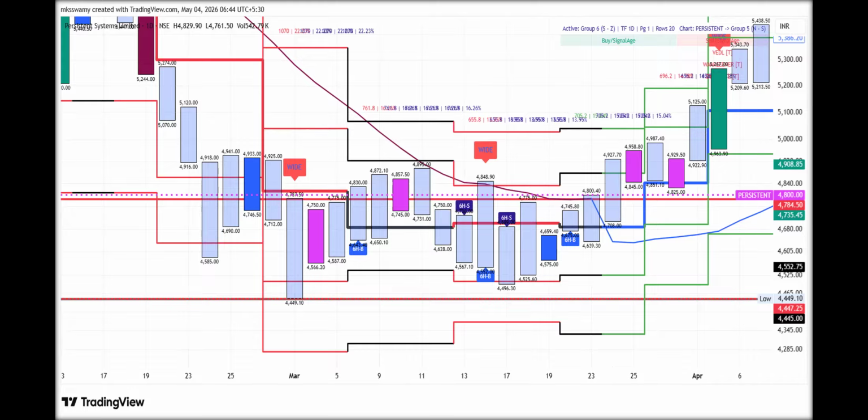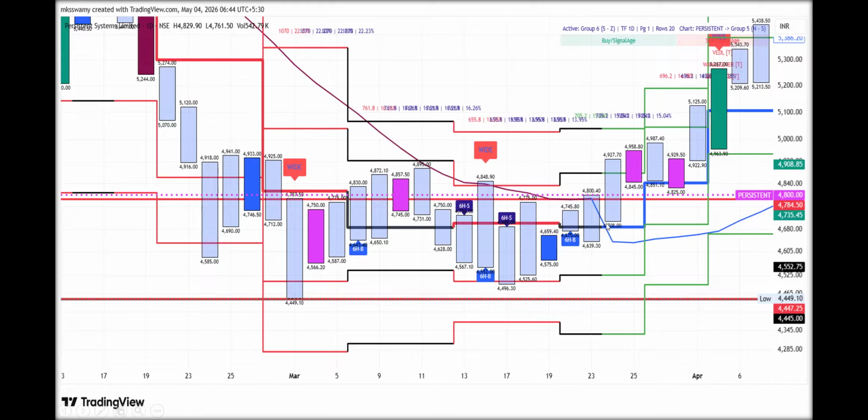Price closed above 4,927, closed above the pivot, and the trend flipped, Gann Hilo trend flipped. That is the confirmation. And all the R1, R2, pivot, S1, S2, notice that they have turned green. They have given a green signal. So you are entering into a positional trade. This stock rallied up to 5,500, almost 5,400 or so.